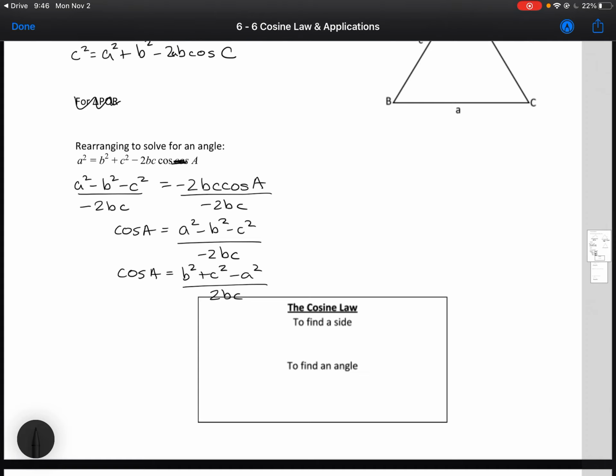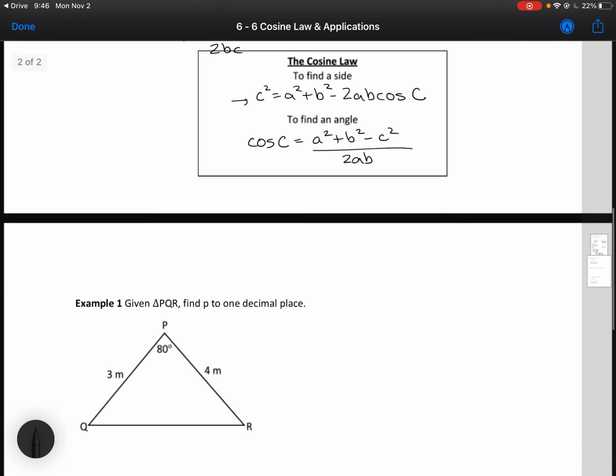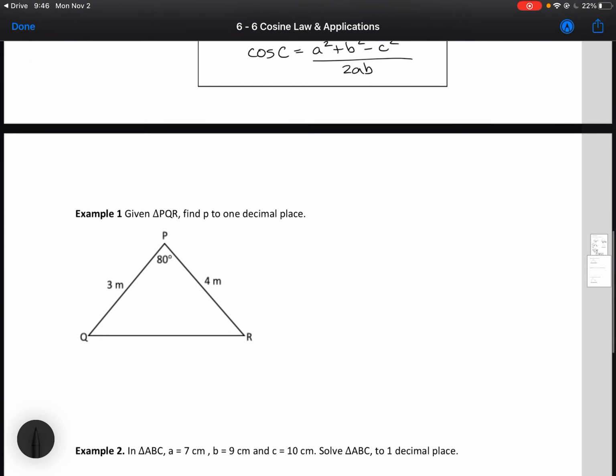So we really have two versions of the cosine law. One is easier to find a side, which is this format here. C squared equals a squared plus b squared minus 2ab cosine C. And then to find an angle, we have this formula here. So cosine C is going to be a squared plus b squared minus c squared, all over 2ab. So you can use either one. You can only use the first one and always rearrange to find the angle that you're looking for. So let's look at a couple of examples of how to apply the cosine law.